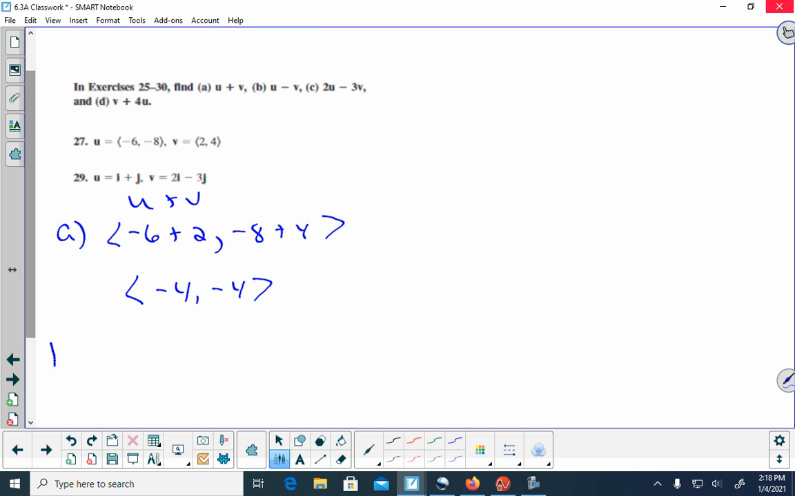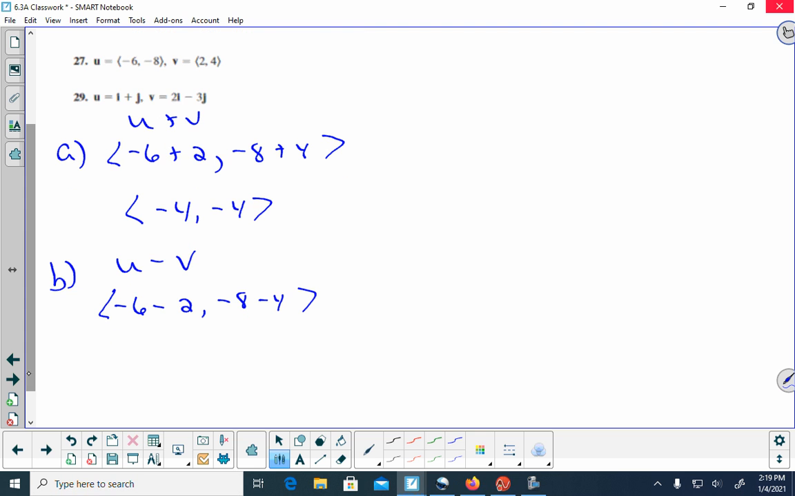For part B, it wants U minus V. So I'm going to take U, which is negative 6, minus the V, which is 2, and negative 8 minus 4. And when I do that, I will have negative 8 and negative 12.